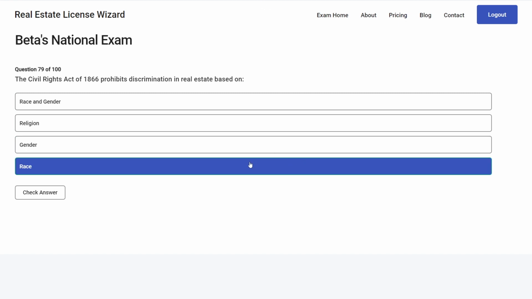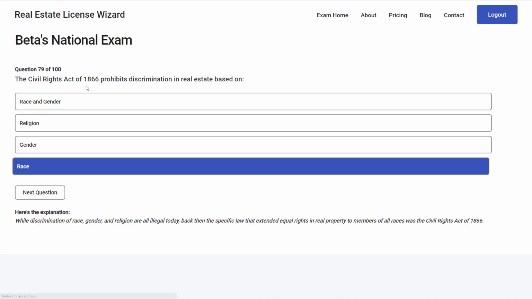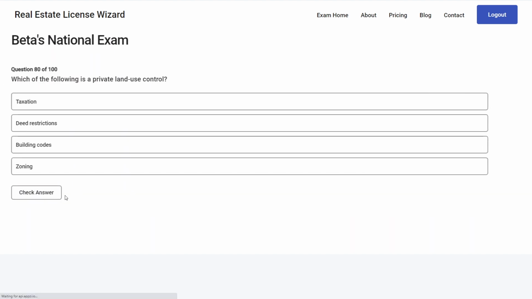Got to know your history a little bit for this one. Correct answer for this one is race. So, it's just race though, and that's the key takeaway. Sadly, in 1866, gender wasn't an important issue yet. Neither was the freedom of religion, things like that. The discrimination of race, gender, and religion are all illegal today, but back then it was just race that was the big act of 1866. So, all right, next question.